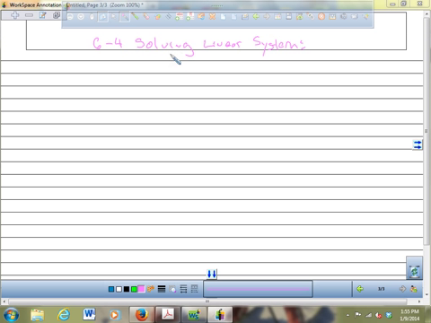Now we're going to talk about solving linear systems. Solving means finding the answer. Linear means a constant rate, or that they make a line if you graph them. And a system means it's more than one equation. So that's why it's called solving linear systems.